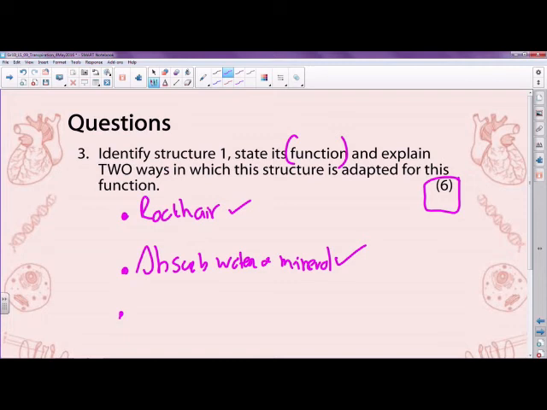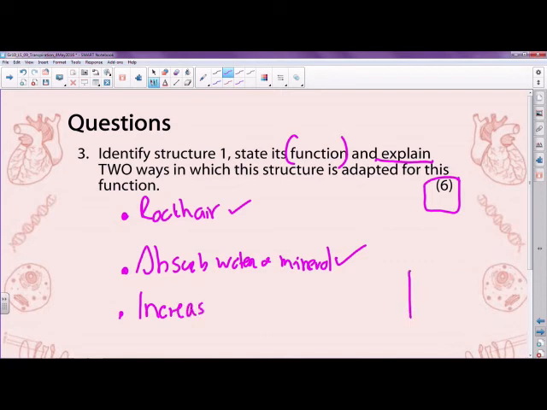And in the last thing, it's actually asking you to do 2 more things. And explain. That tells a lot. Explain tells me you must give me reasons why, right? This structure is adapted for its function. In other words, what makes the root hair so special that it can absorb water? The first thing that you should go to is it increases surface area.